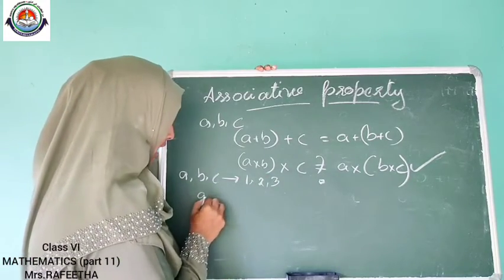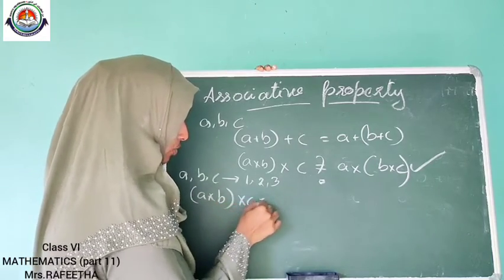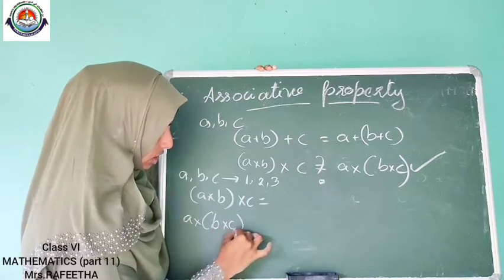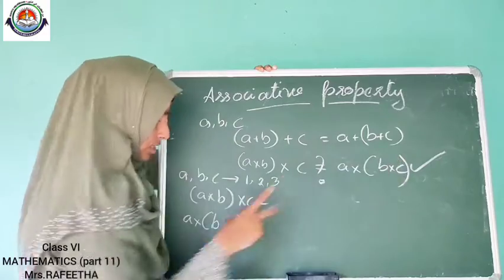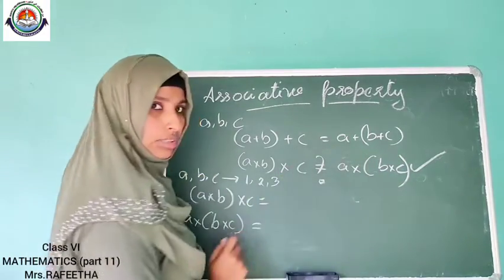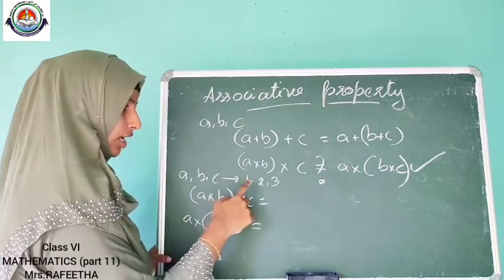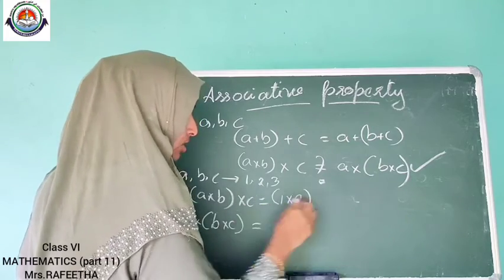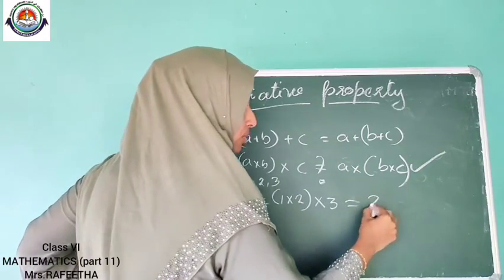Shall we check them? That is, A into B into C equal to what, and then A into B into C equal to what? This we want to check: this portion is this and this portion is this. If both these two are equal, then we can say that this is equal to this. So shall we check then? A into B here means 1 into 2, into C, 3. What is 1 into 2? 1 into 2 means 2.